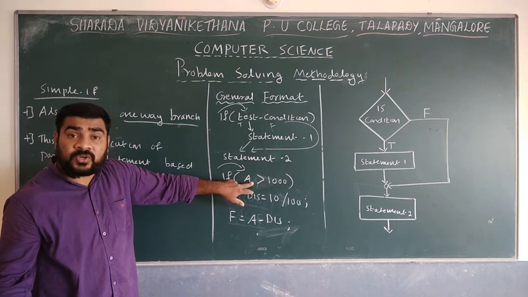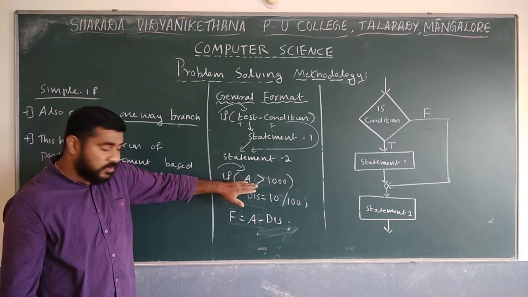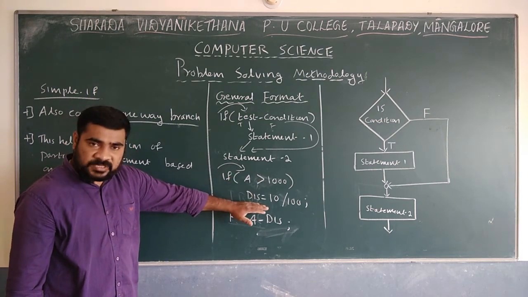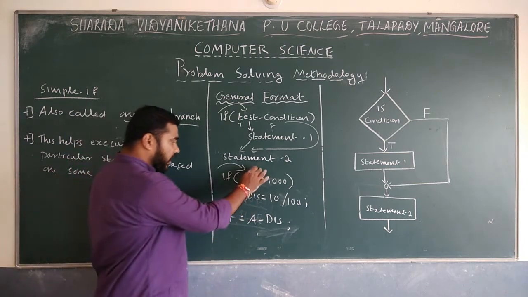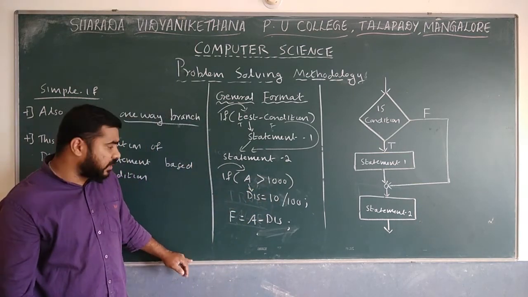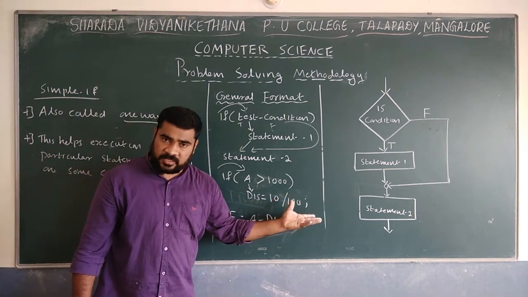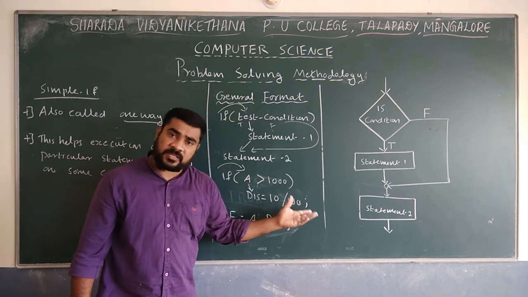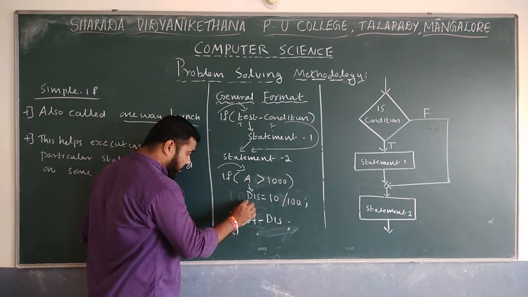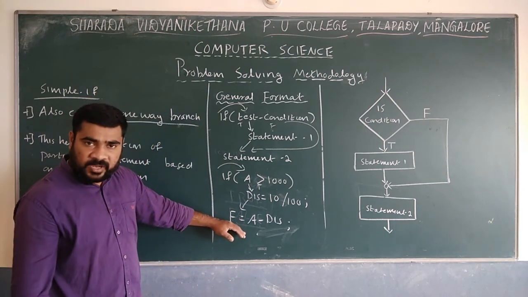If you purchase for 2000 rupees, the amount is greater than 1000, so we should get the 10% discount. So we have to calculate it. If the condition is true, we go for executing the statement: discount is equal to 10% of the amount. Then, if the condition is true, we can calculate the final amount.